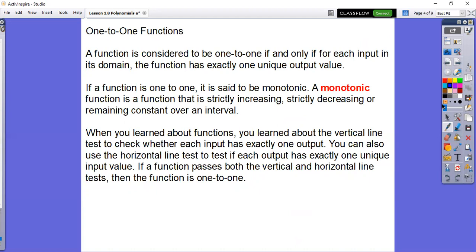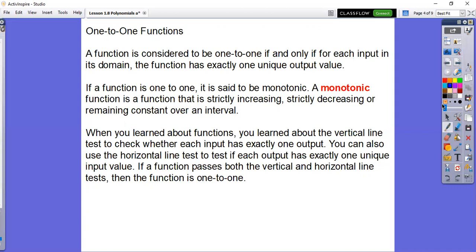So one way that we're going to check one-to-one functions is graphically, we can use something called the horizontal line test. So you've learned about the vertical line test, which was something to check whether or not a function was a function. Because if a vertical line touched the function more than one time, then it couldn't be a function because there were two outputs for one input. So we can also use the horizontal line test to make sure that every output has exactly one unique input that maps to it.